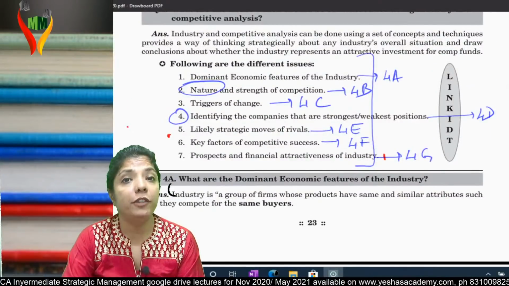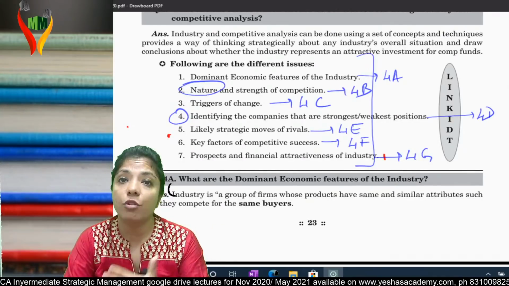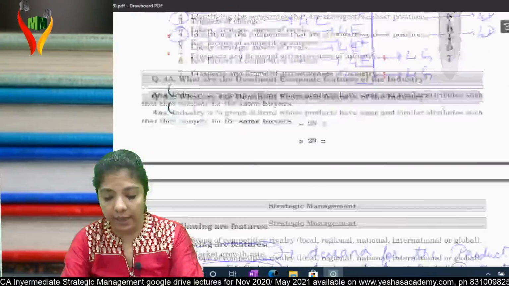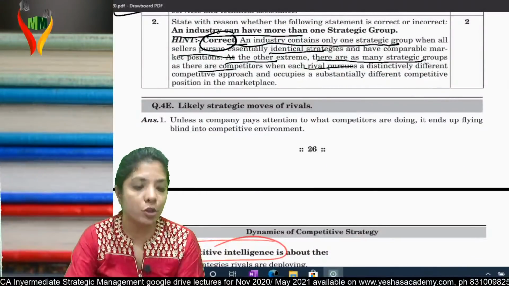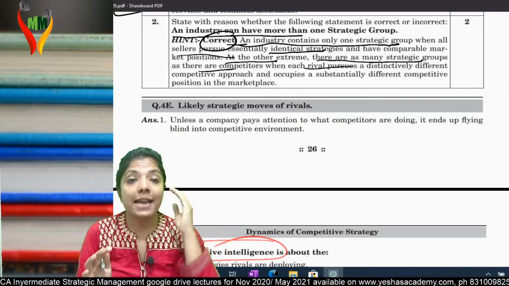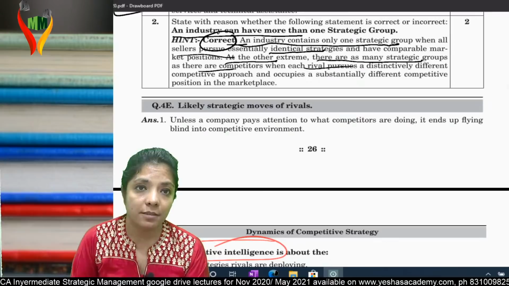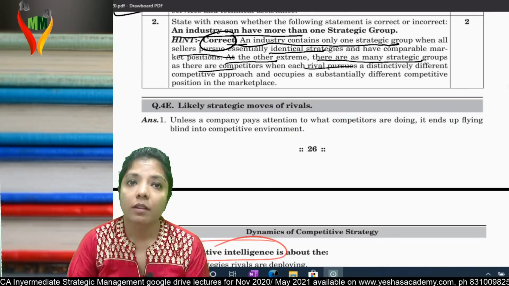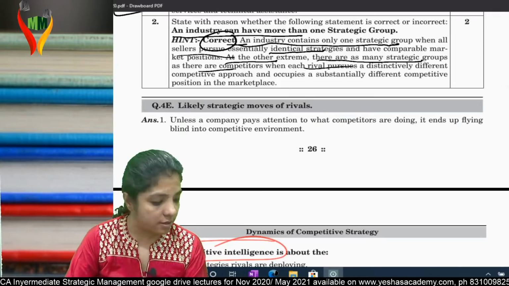Fifth point, fifth issue, 4E: likely strategic moves of rival. For 4E, write a question over there: explain the meaning of the term competitive intelligence.